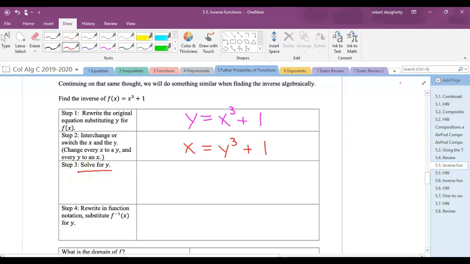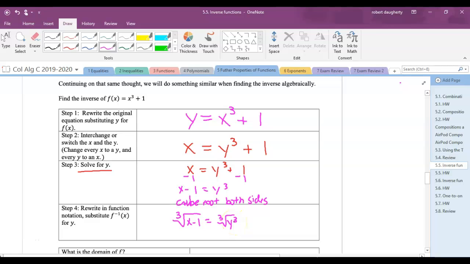So what's the first step in getting this y by itself? What will I do? Yeah, so if I've got x equal y cubed plus 1, the first thing I'm going to do is subtract 1 from both sides. So I get x minus 1 equal y cubed. Now, I'm solving for y cubed. What do I need to take on both sides? The cube root of both sides. So now I need to take the cube root of both sides. So I get the cube root of x minus 1 equal the cube root of y cubed.